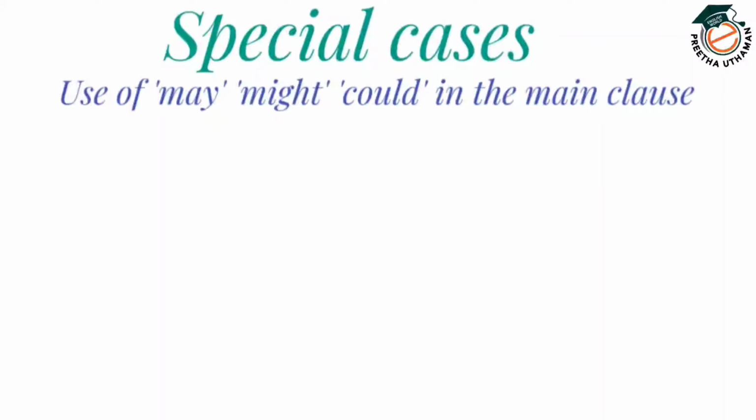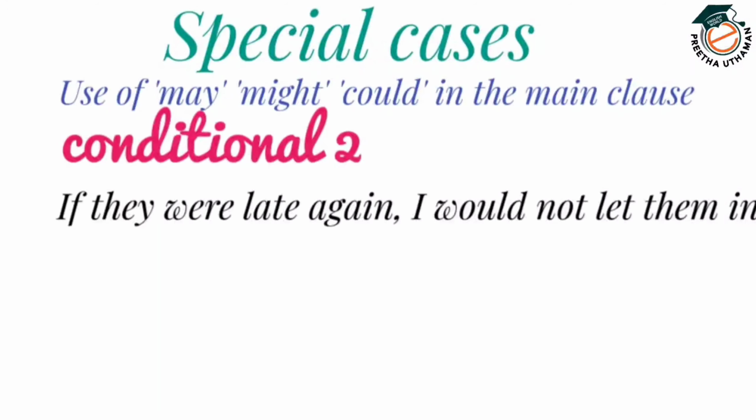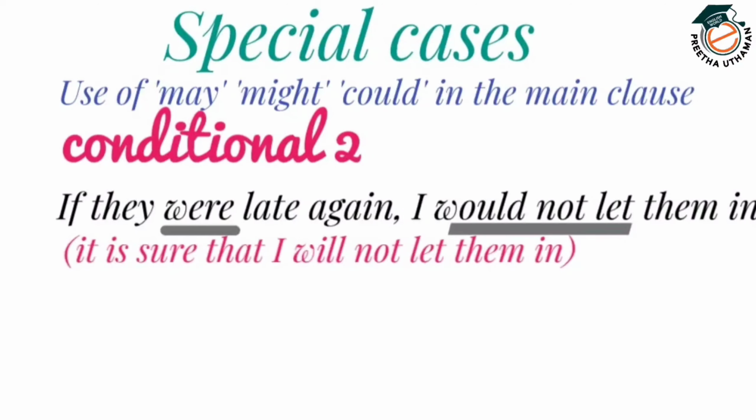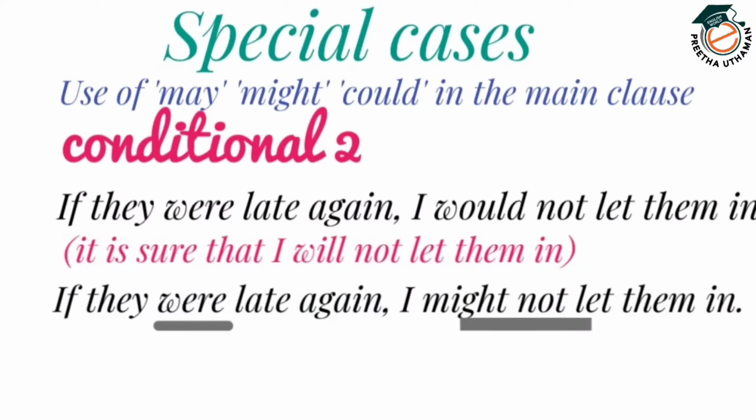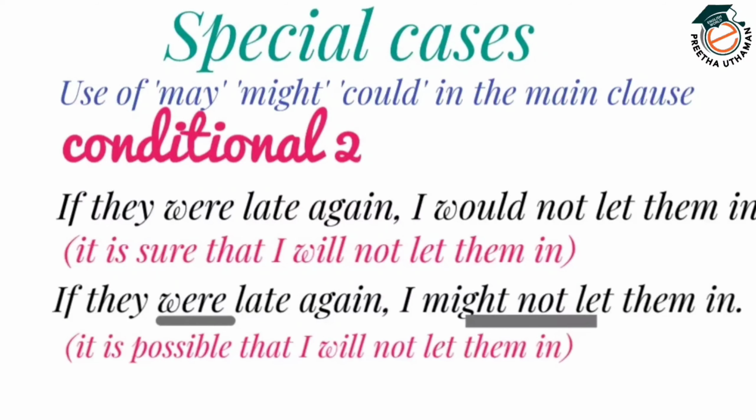Now these can be used to reduce the certainty of the action in the clause. In conditional 2, if they were late again, I would not let them in. This is a normal example. It is sure that I will not let them in. Now, as in a special case, might is used. If they were late again, I might not let them in. It is possible that I will not let them in. So, might has reduced the certainty of the action. So, there's a possibility that I might let them in.